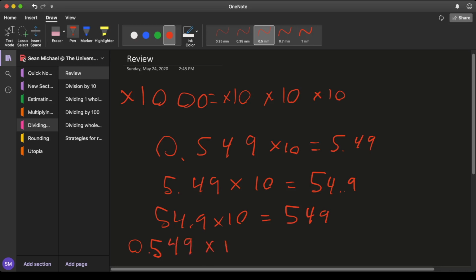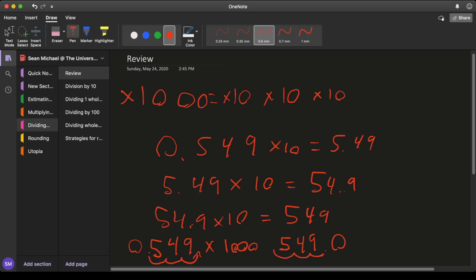And ultimately, this is the same as doing 0.549 times 1,000. The decimal place is going to move not just once, like times 10, not just twice, like times 100, but 3 times, like times 1,000, right? So that decimal place is going to move all the way over, and you're going to get 549, and then you could just put the 0 there just to show that the decimal was here, moved over, moved over, moved over.